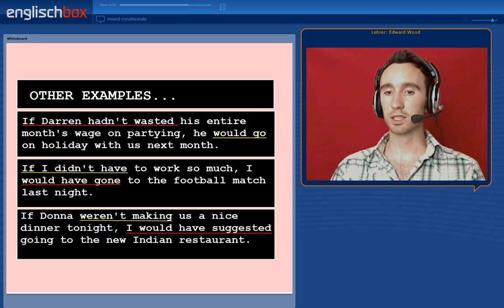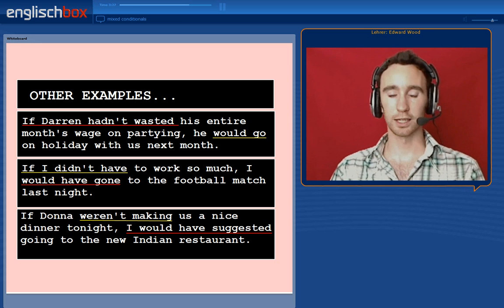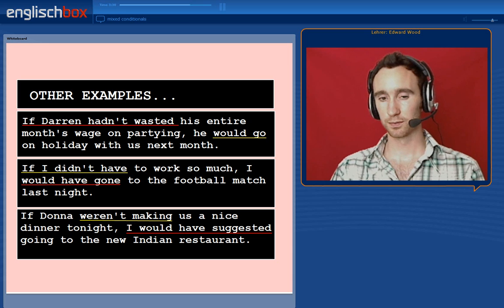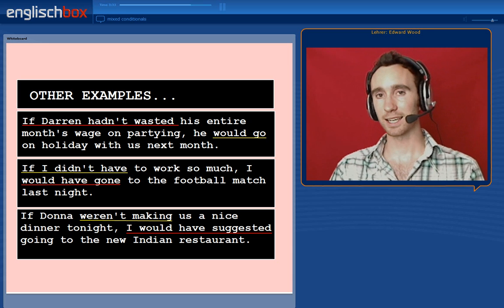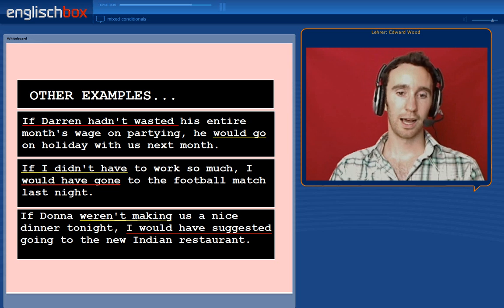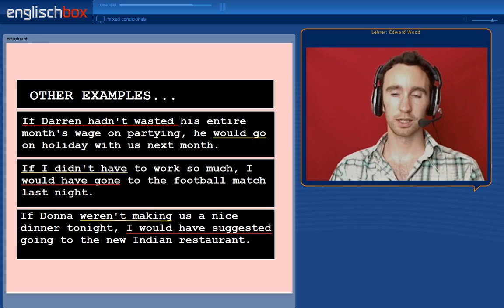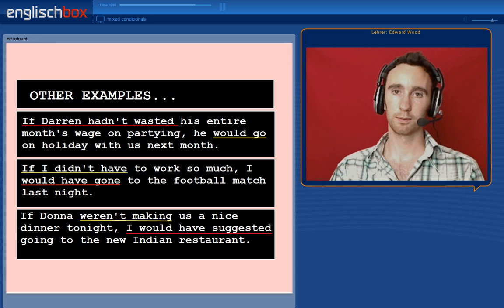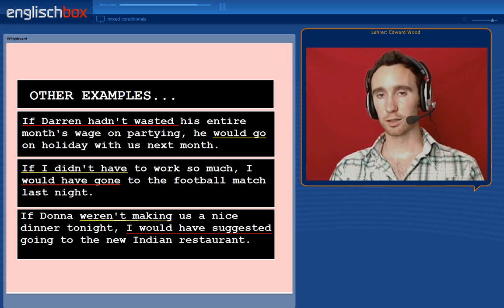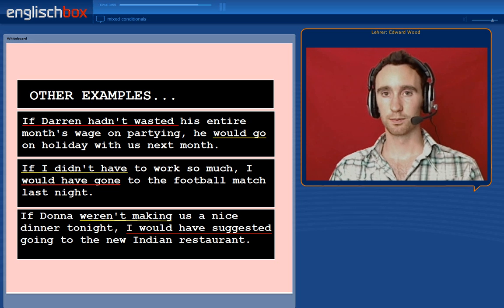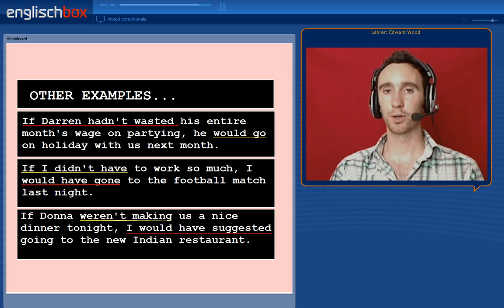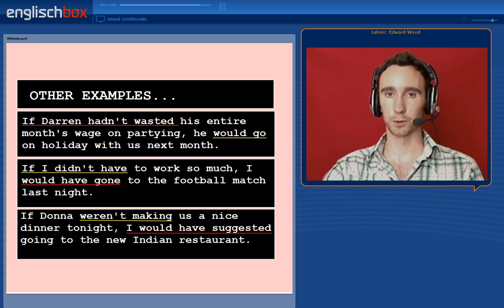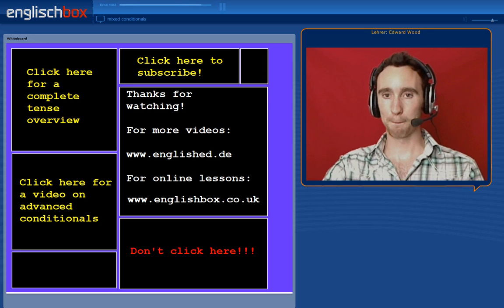And finally, if Donna weren't making us a nice dinner tonight, I would have suggested going to the new Indian restaurant. So the first half again is in the second conditional, and the second half, the main clause, is in the third conditional. If Donna weren't making us a nice dinner tonight obviously refers to the future, a future hypothetical event if it weren't true, and the second, it refers to a past event. Sometime before now, I would have suggested going to the Indian restaurant and having a nice big fat curry.